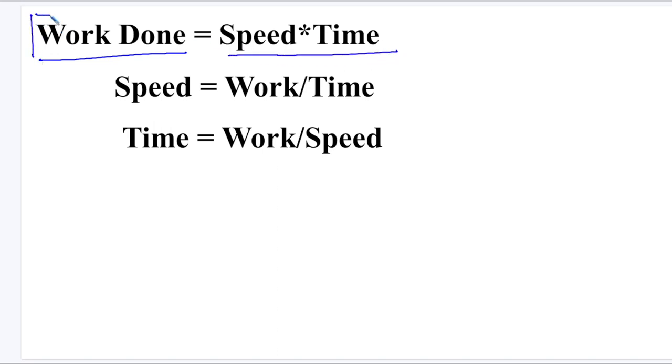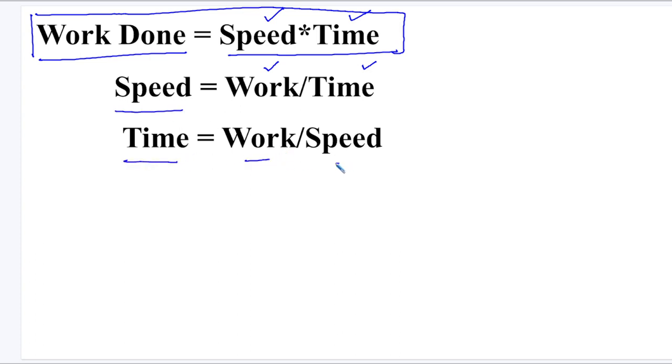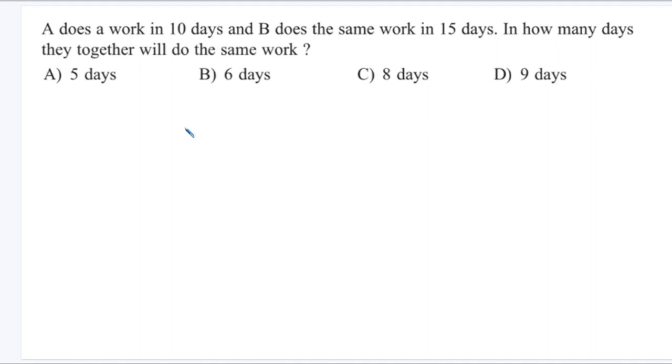Out of these three things, they can give you any two and ask you for the third one. Suppose you're given the speed and the time, you can multiply them to get the work done. If you're given the work and the time, you can divide them to get the speed. And similarly, time can be calculated by dividing work by speed. Okay.